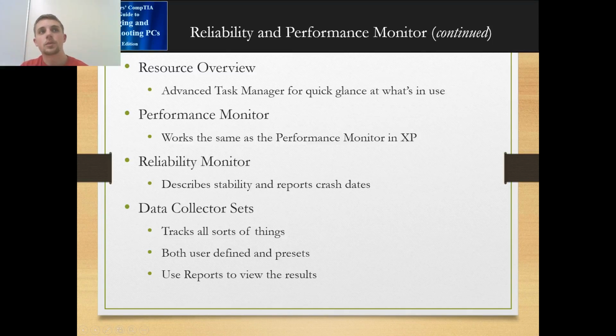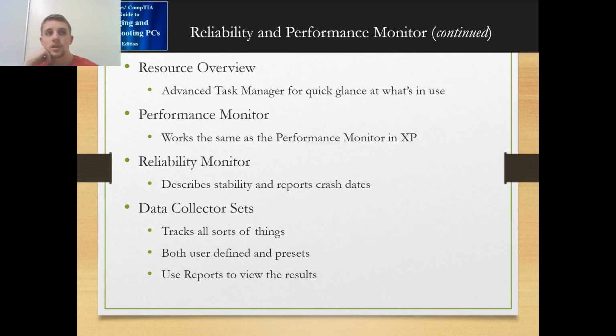So reliability monitor is kind of what I just said. It describes stability in reports, crash dates. And once again, you can set up alerts to go off whenever something fails. So if Chrome crashes, create a log of what happened or whatever.